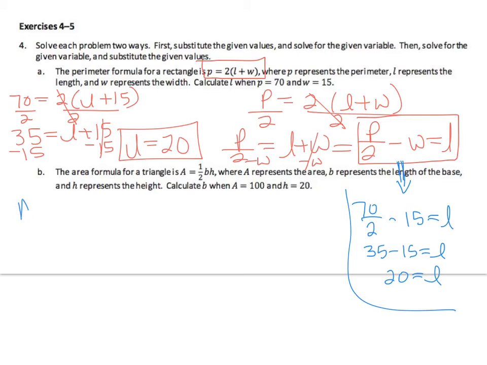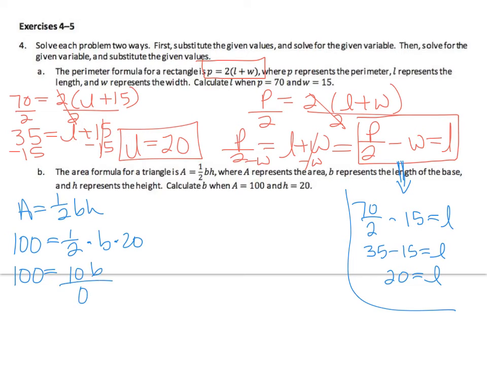Area formula for a triangle is 1/2 base times height. Calculate base when area equals 100 and height equals 20. Okay, I'm going to simplify the right-hand side first. 1/2 of 20 is 10, and then divide both sides by 10. 100 divided by 10 is in fact 10, so your base is 10.